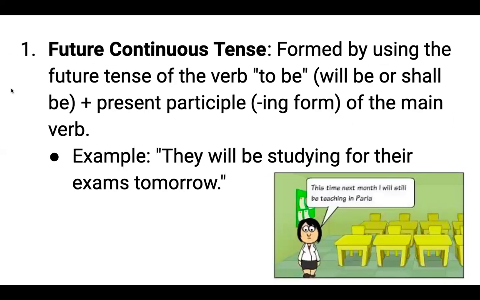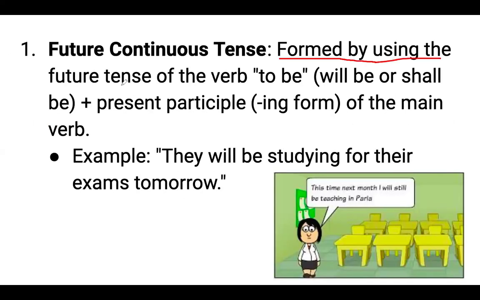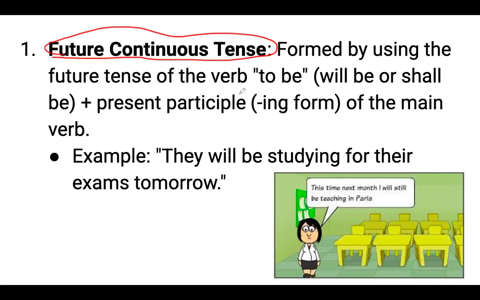Yeah. So the next one is the future continuous tense. The future continuous tense is formed by using the future tense of the verb to be, right? Remember, we have done the simple future. Now we are discussing the future continuous tense. What do we say? It is formed by using the future tense of the verb to be: will be or shall be, plus the present participle, the ing form.